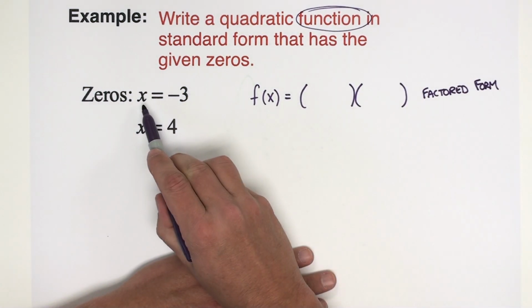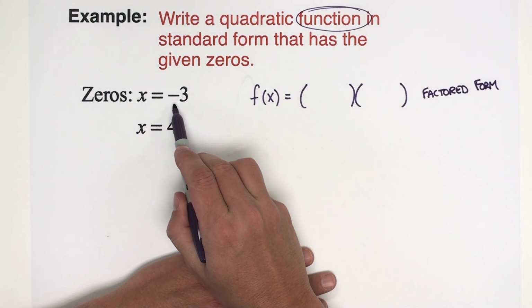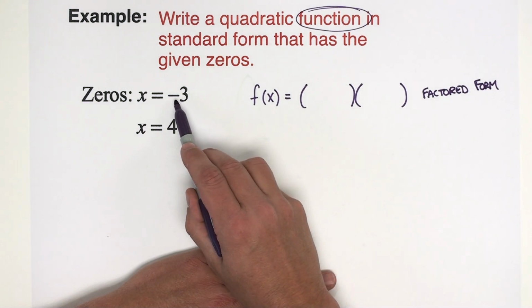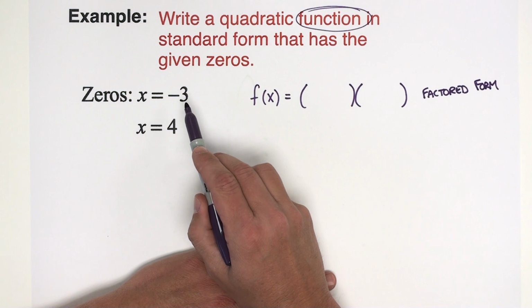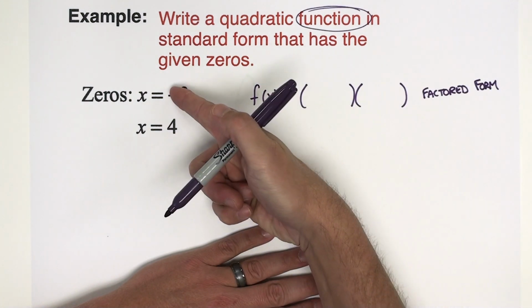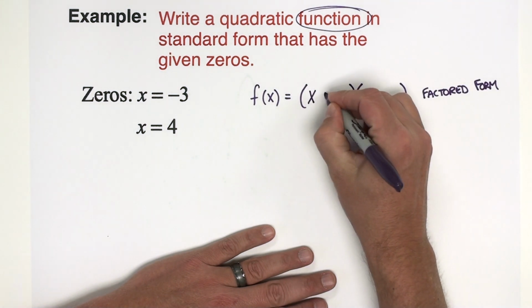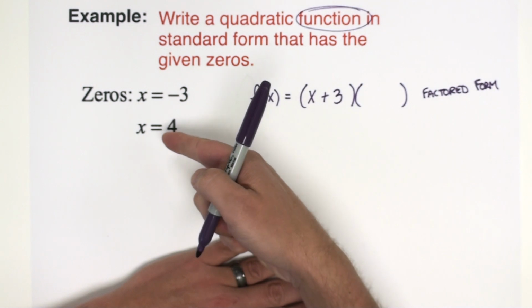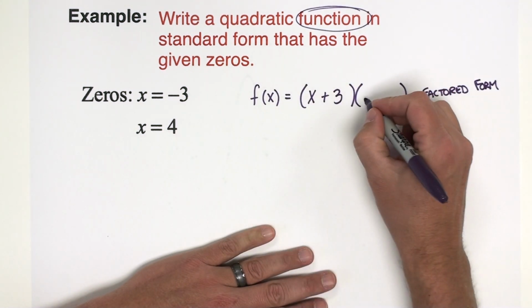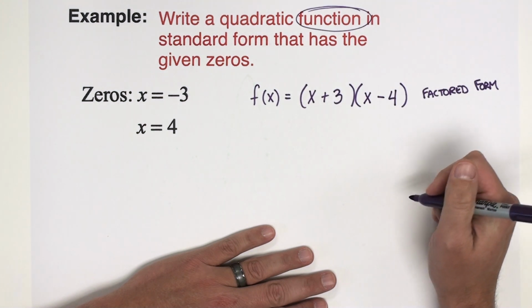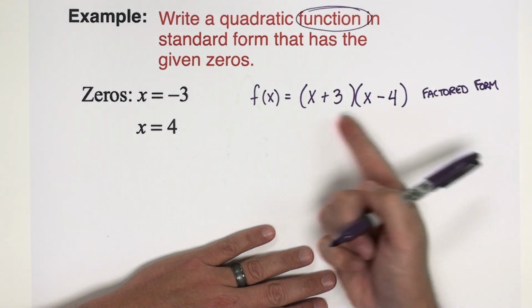All right, so if x equals negative 3, you have to think to yourself, what is the factor that would have given me the solution of x equals negative 3? And so think about that opposite nature of the sign here versus the sign there. I would want x plus 3. And if we have a solution of positive 4, that would come from x minus 4. All right, that's factored form.